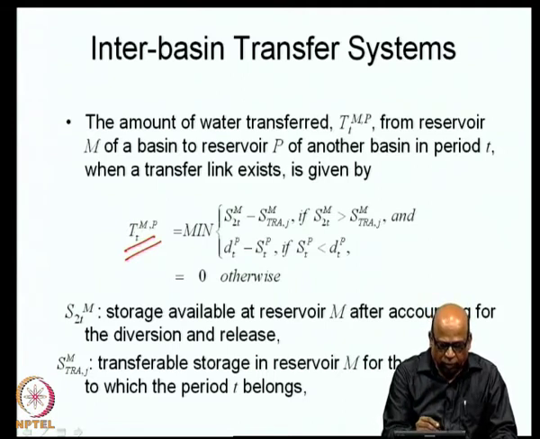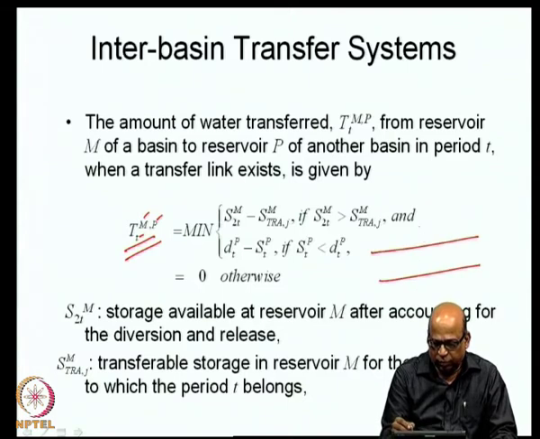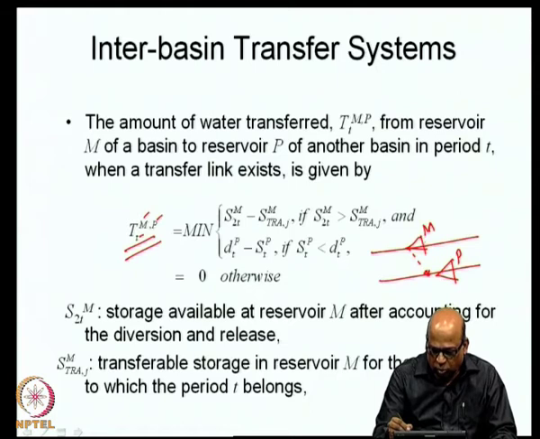So, the transfer that is made in time period T from the reservoir M to the reservoir P is what we are looking at. So, this is one basin, this is another basin. Now, this is one reservoir M and this is a reservoir P here. These two are different basins and there is a link that exists. So, we are talking about the transfer from reservoir M to reservoir P.